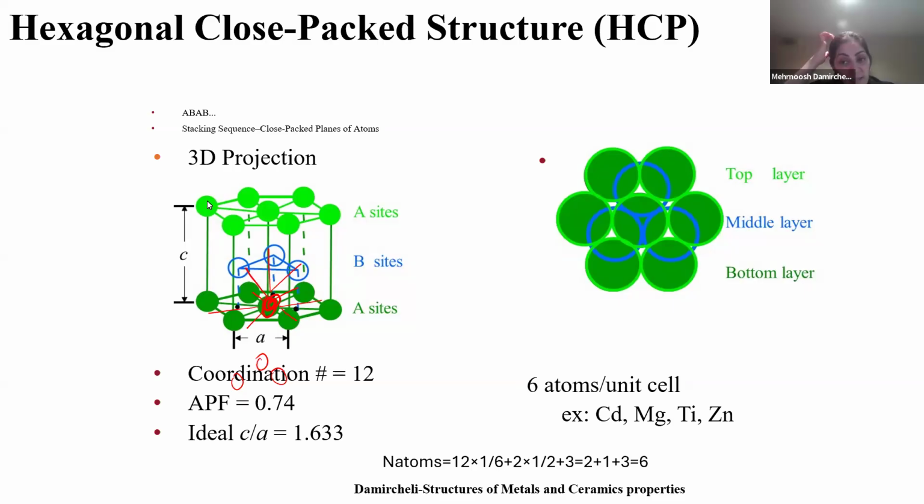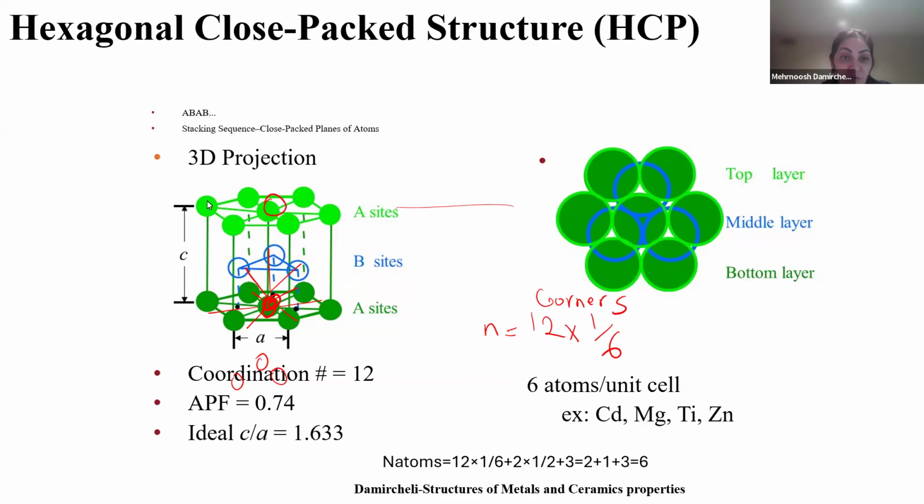Okay, the unit cell contains 6 atoms. How do we derive N? We have 12 at the corners, right? Each of them is common to 6 cells, 3 in the same height and 3 above. So it should be 12 times 1 over 6 for the corners.